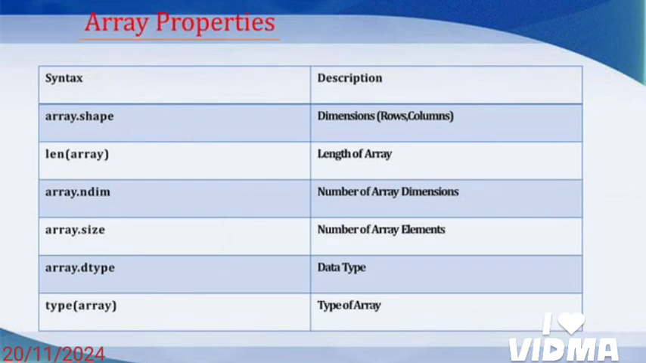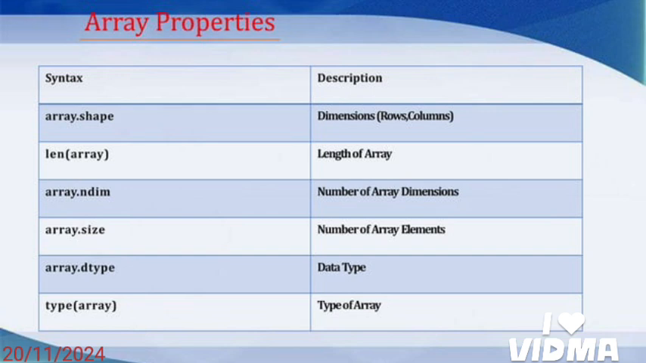These are the array properties. Syntax: array.shape gives the dimensions, rows and columns. len(array) gives the length of the array. array.ndim gives the number of array dimensions, whether a one-dimensional, two-dimensional or three-dimensional array. array.size gives the number of array elements. array.dtype gives the data type we are going to store in that array. type(array) gives the type of the array.